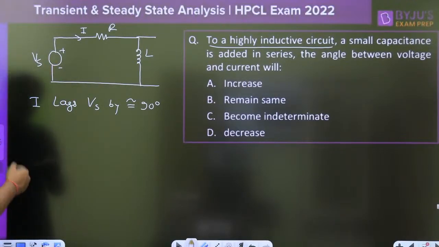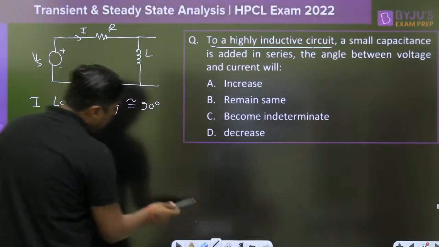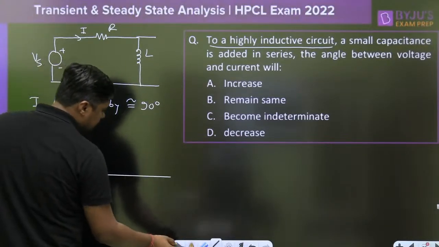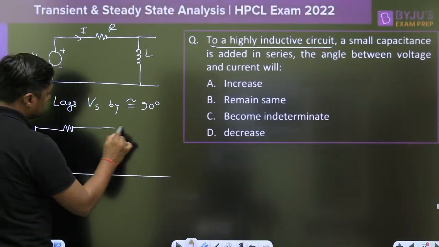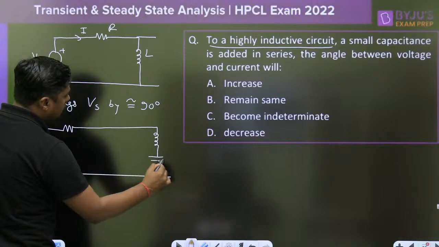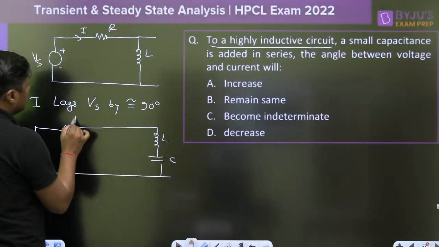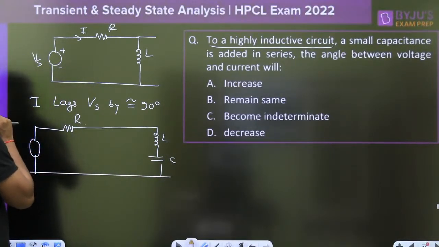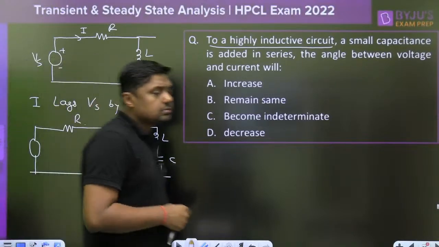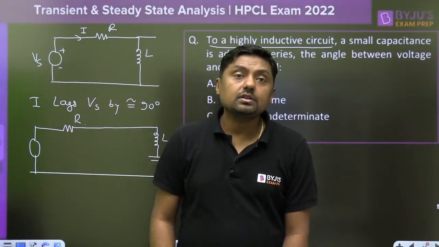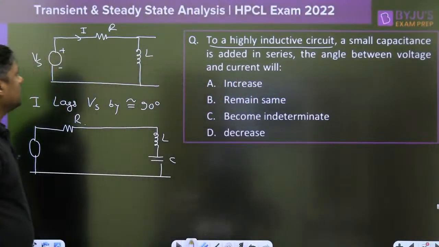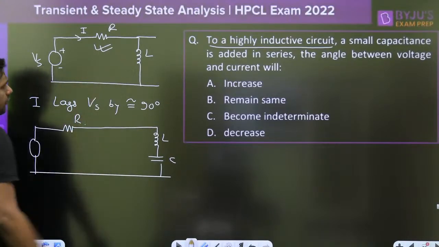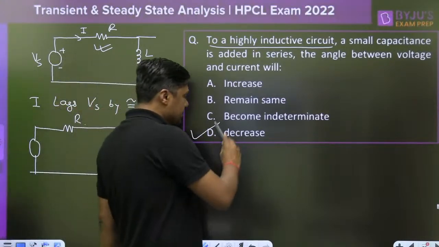Okay. Now we are introducing one capacitor. When I am introducing a small capacitance, then now in a capacitive circuit current wants to lead the voltage, and that's why definitely then the angle will decrease. Yes, we are simply neglecting the value of R. Highly inductive circuit means we are neglecting the value of R. So that angle will decrease. So for this question, let's try to understand.